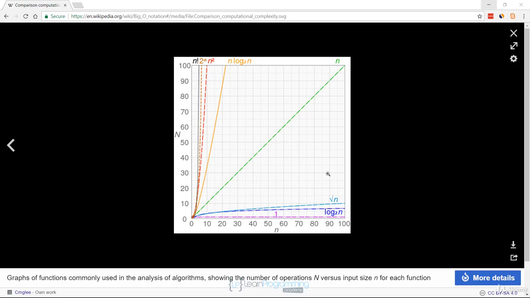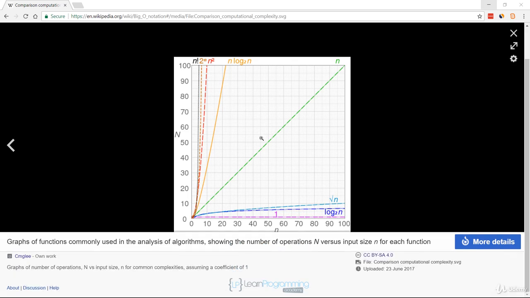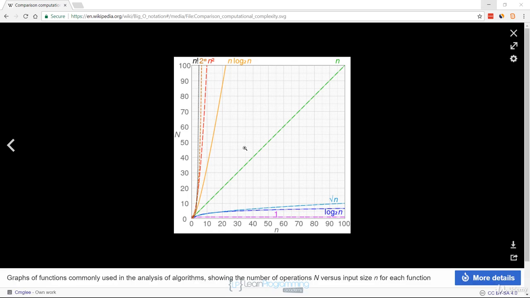So I'm here at Wikipedia, and you'll find this image in the Wikipedia article about big O notation, and I've also included a link directly to this image in the resources section. This image was created by user CM Glee. And so this is a graph of some of the big O values, and this represents how an algorithm would degrade. Along the x-axis, we have the input size, so the number of items, and along the y-axis we have the number of steps.